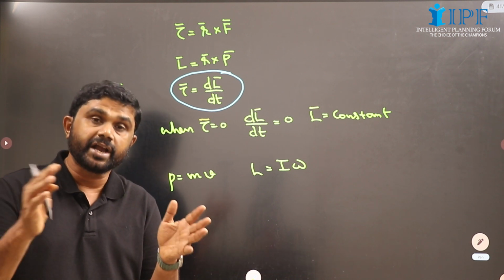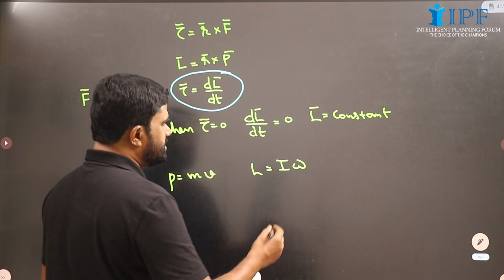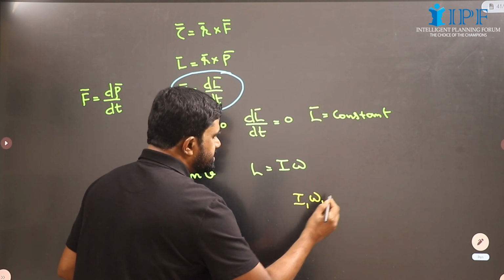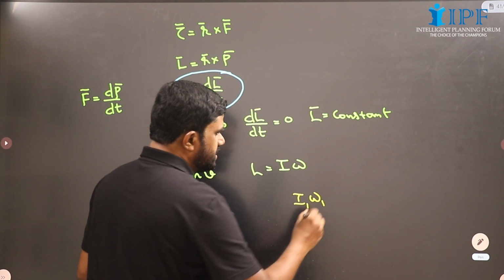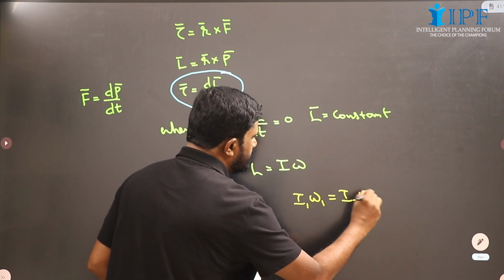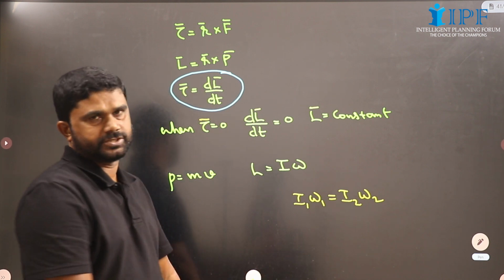Similarly, when I omega is constant, we can say I1 omega 1, that is the angular momentum in the first case, is equal to I2 omega 2, that is the angular momentum in the second case.